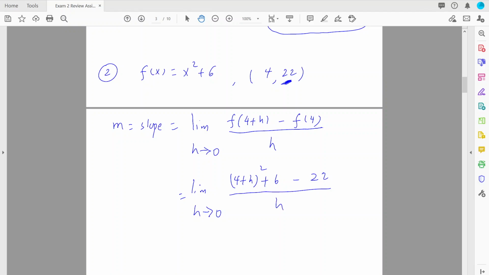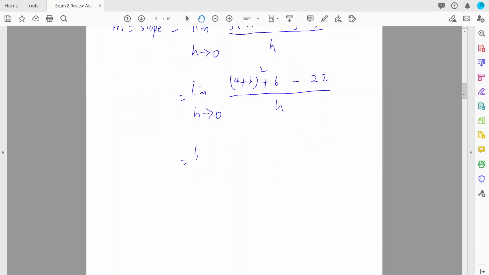If you simplify the top portion by plugging in the value of (4 plus h) squared and simplifying, it will be 8h plus h squared over h. And now the ultimate goal is to factor out h from the top part and cancel out the h from the bottom part. So it will be limit as h approaches 0 of h times (8 plus h) over h. And then finally, if you plug h equal to 0 here, the slope would be 8.